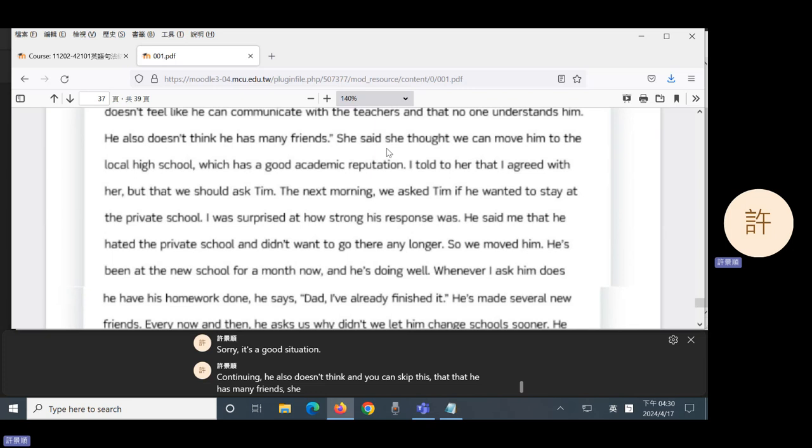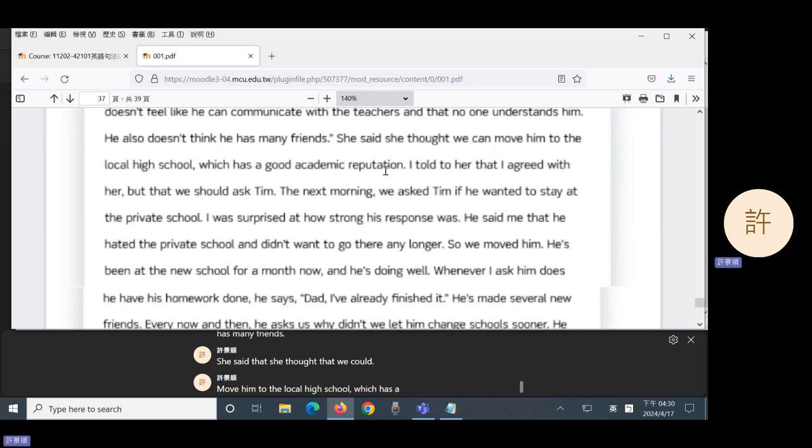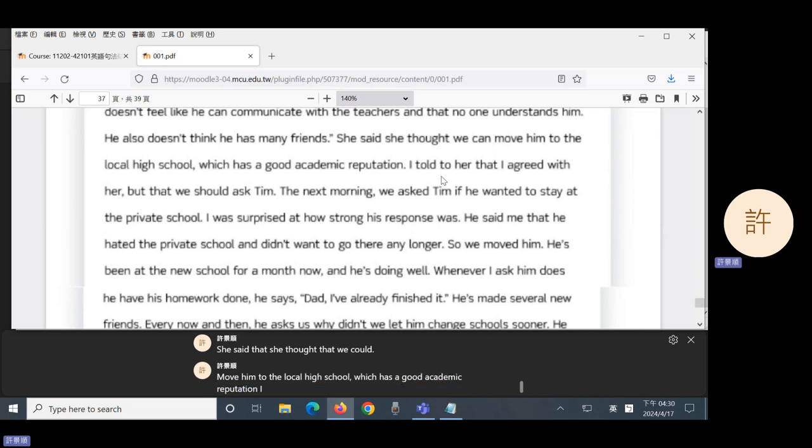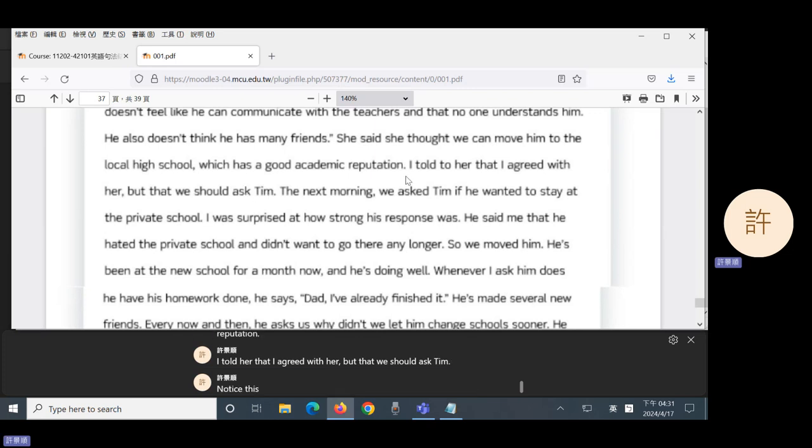She said that she thought that we could move him to the local high school, which has a good academic reputation. I told her that I agreed with her, but that we should ask Tim. Notice this parallel structure. I told her two things. One thing, I agreed with her. The second thing, but we should ask Tim. A, but B.